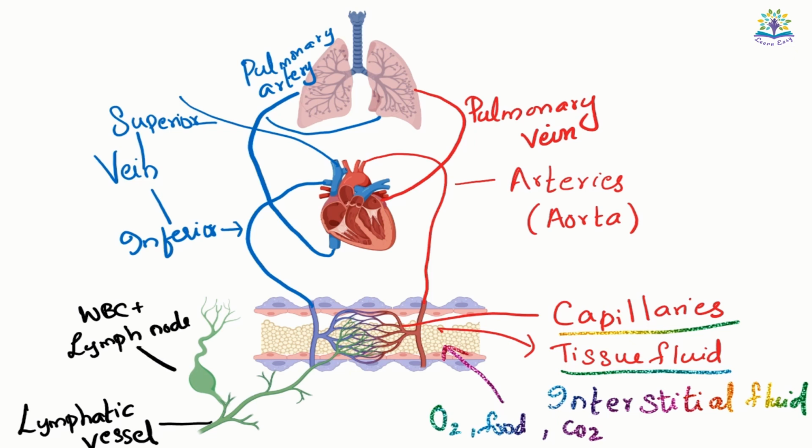The main function of lymph is to build up the immune system of the body. This is accomplished by WBC along with lymphatic nodes by producing antibodies. Lymph also helps in absorbing digested fat from villi and transporting it to various parts.